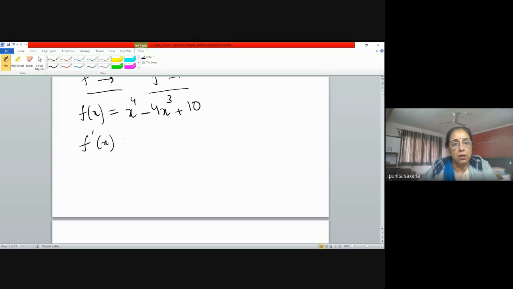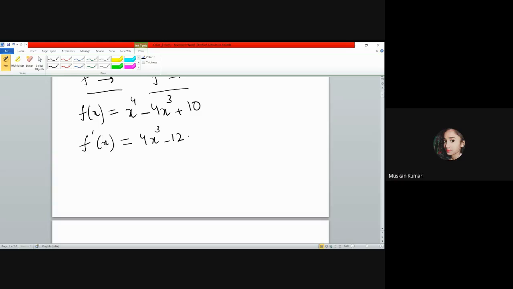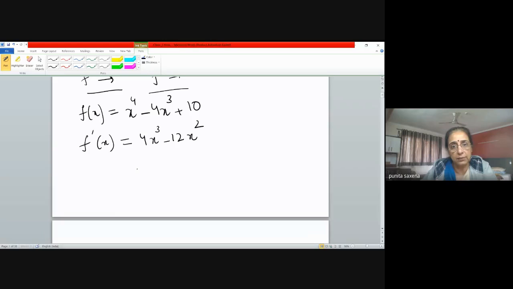Now what will be f dash x in this case? 4x^3 minus 12x^2. ठीक है ना, यही होता है. Now, for the increasing-decreasing part, or to find the possible critical points, what do we do? We put f dash x equal to 0. And the moment you put f dash x equal to 0, this implies 4x^3 minus 12x^2 is equal to 0. Now, it's a cubic polynomial.